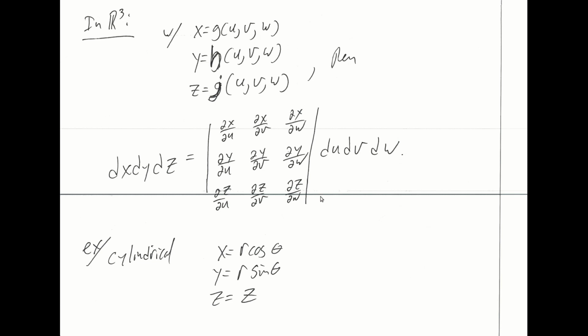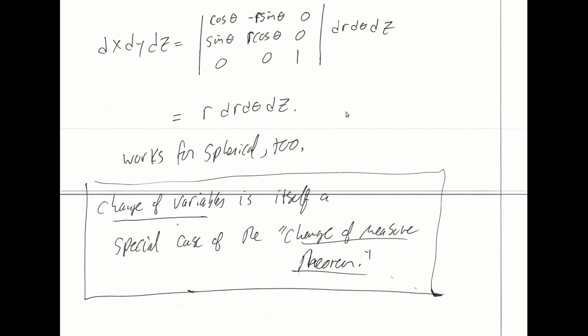We can do the simple example here, which is cylindrical, where x is r cosine theta, y is r sine theta, and z is just z. So z and w are the same in this notation. Then we have these partial derivatives. There's a bunch of zeros because some of these functions don't depend on some of the variables.